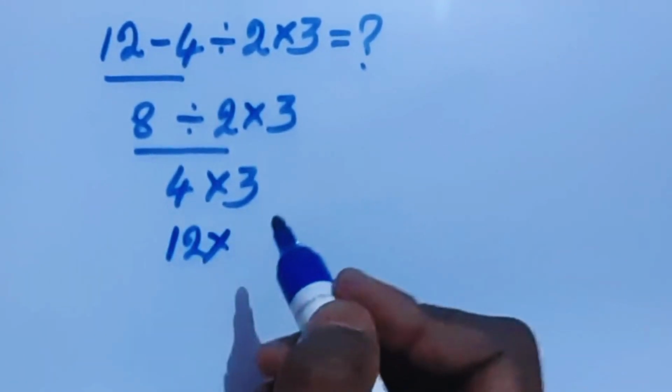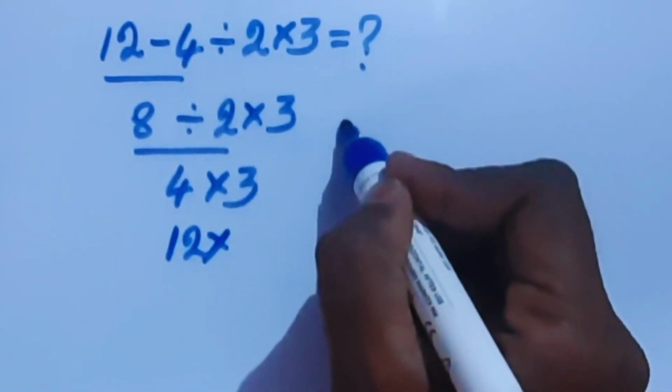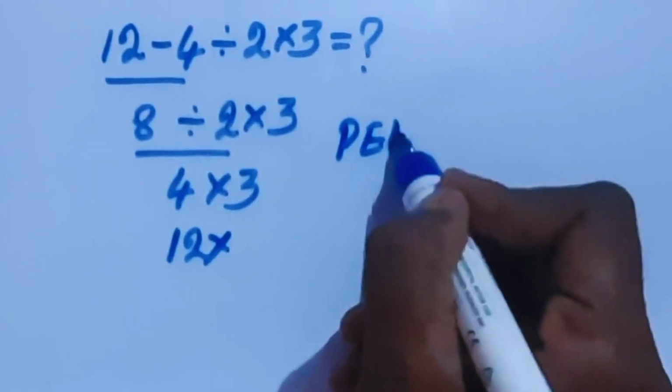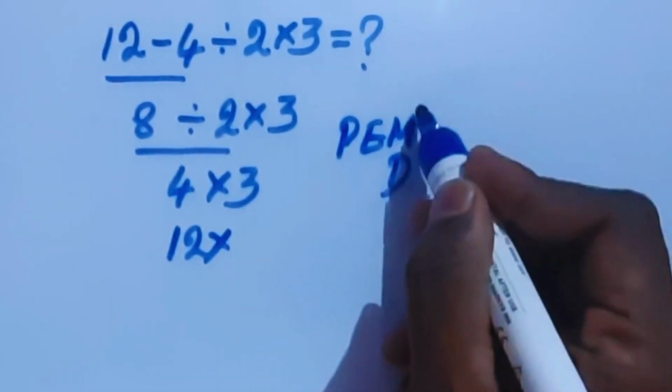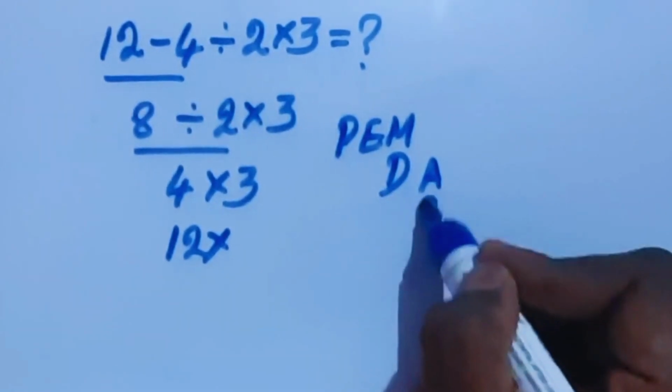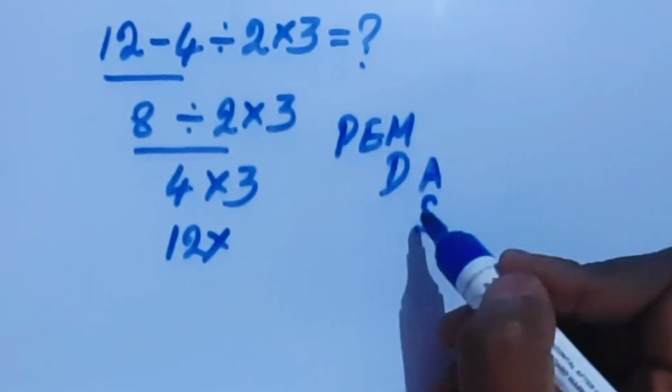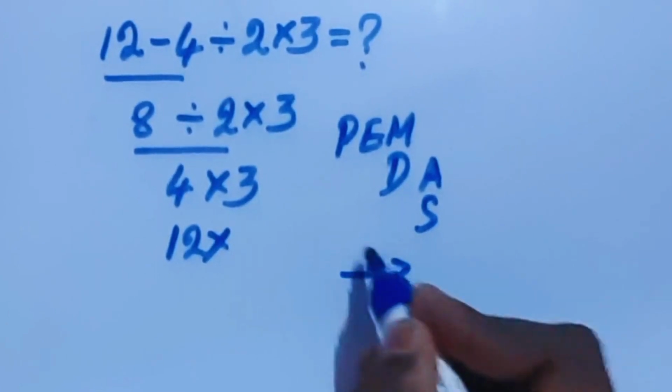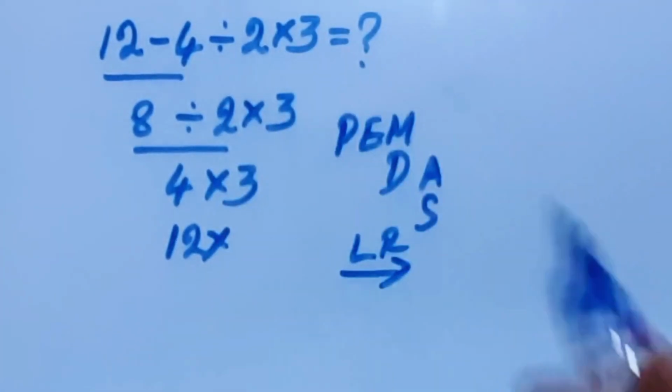This is wrong. As per the order of operations, PEMDAS, here multiplication and division are equal priority. Also, this addition and subtraction are equal priority. For this we have to follow this left to right rule in the problem.